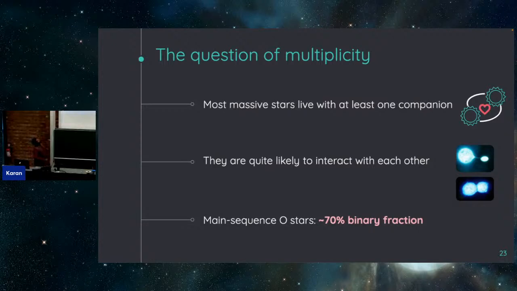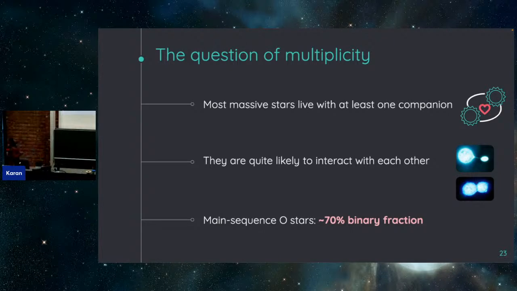Now, which one of these scenarios, the binary or the single star, is the right one, or is the dominant one, let's say? There's no right answer here because both of them occur in nature. The interesting point is that Wolf-Rayet stars come from O stars. And if we look at O stars, they like to live with at least one companion, bound by love. That's not true. They're bound by gravity.